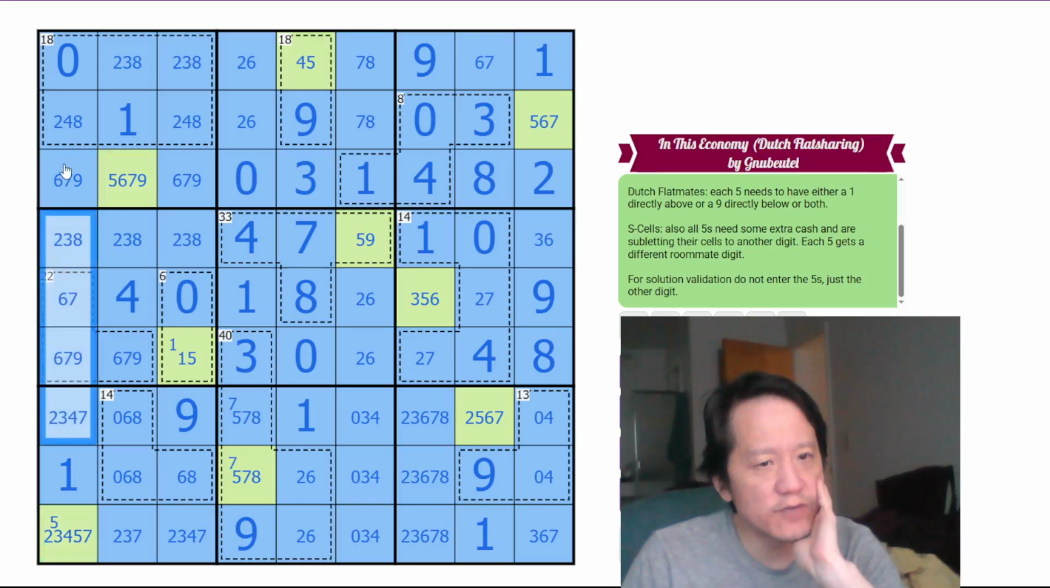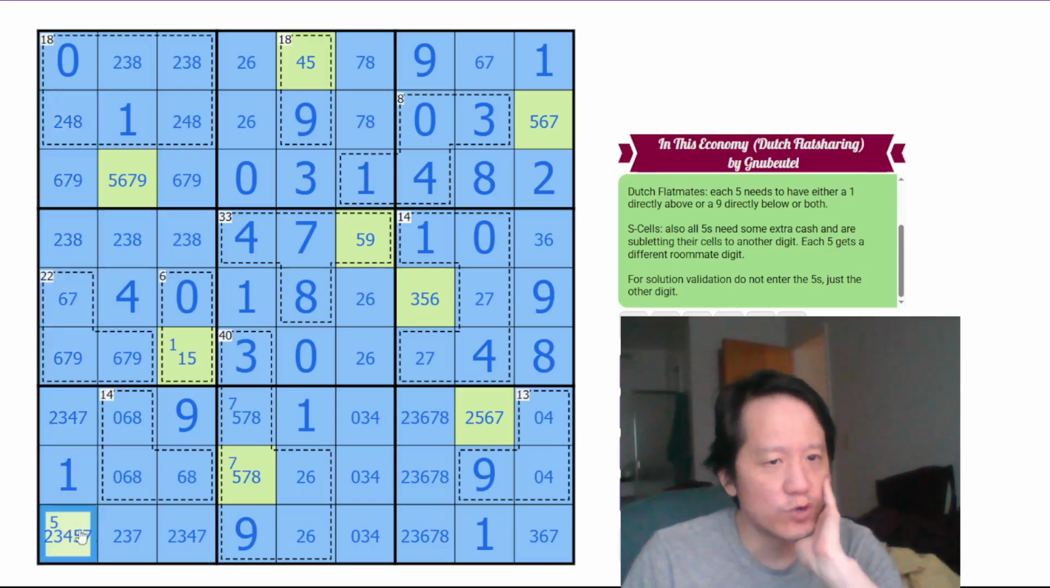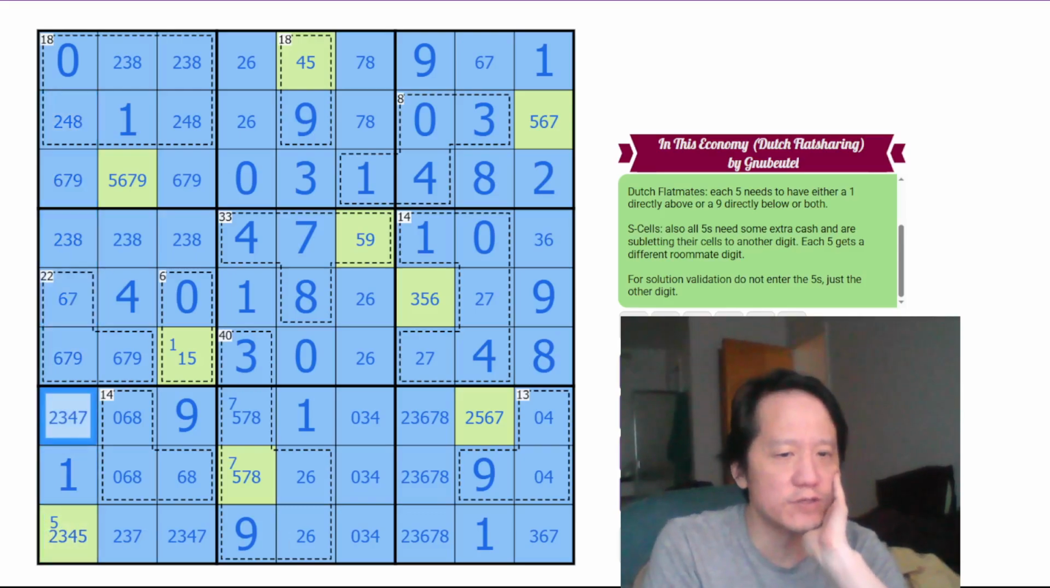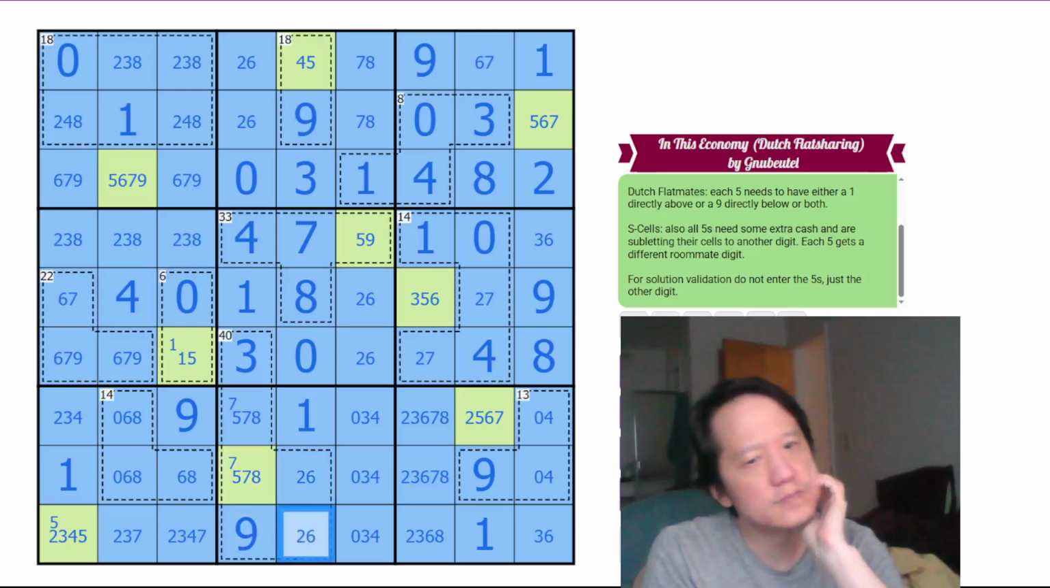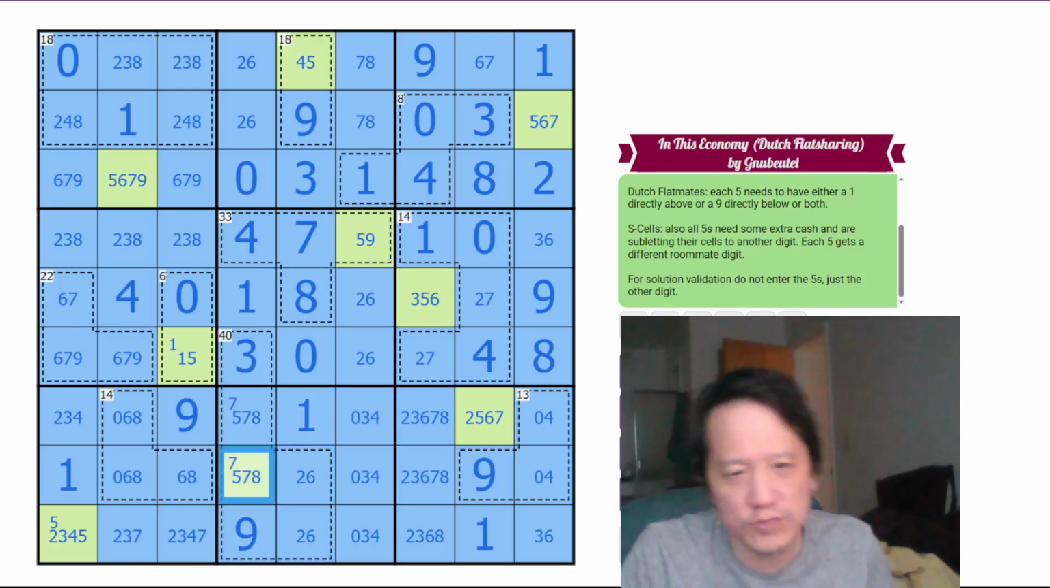We have a 6, 7, 9 triplet in column 1. That eliminates 6, 7, and 9 from the rest of the column. So 7 cannot be either of these. 7 has to be one of these two. Which means this can't be 7 and this can't be 7. Yeah, I don't think it's restrictive enough.